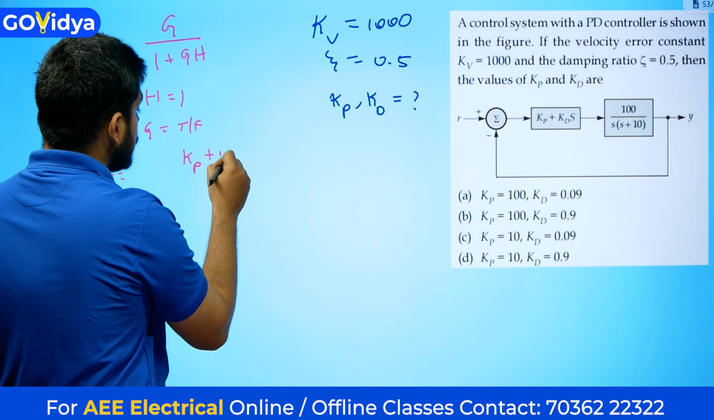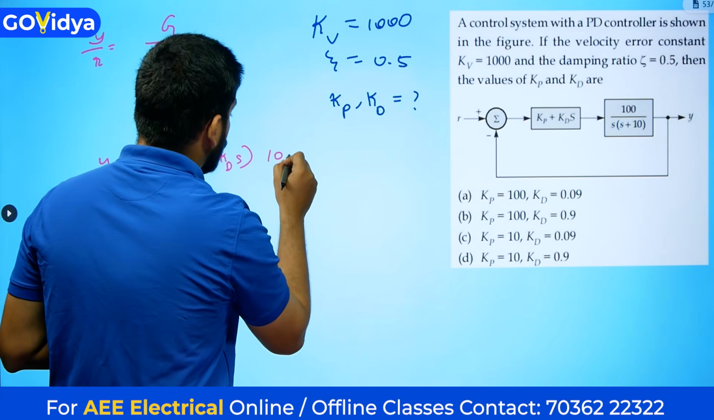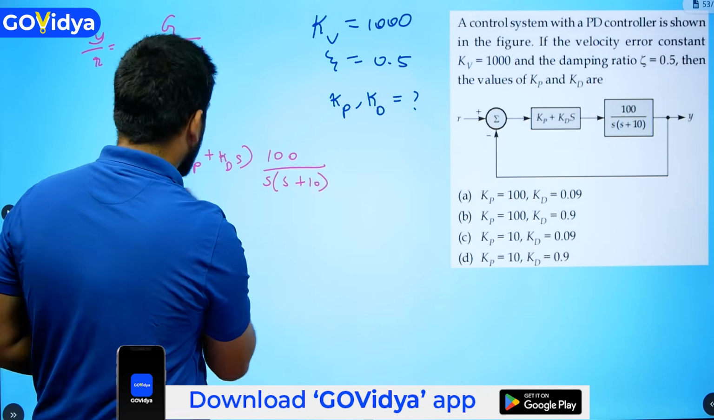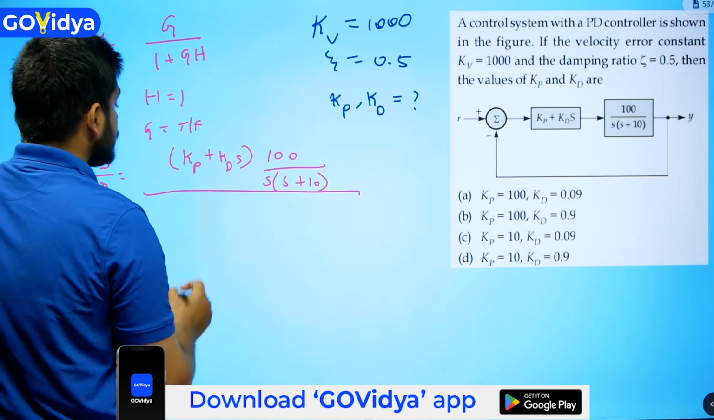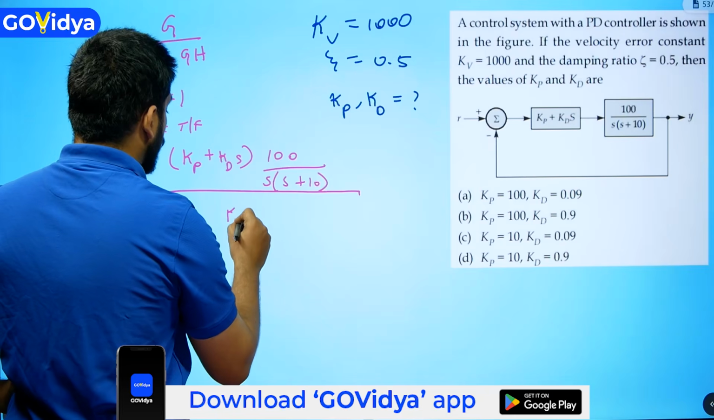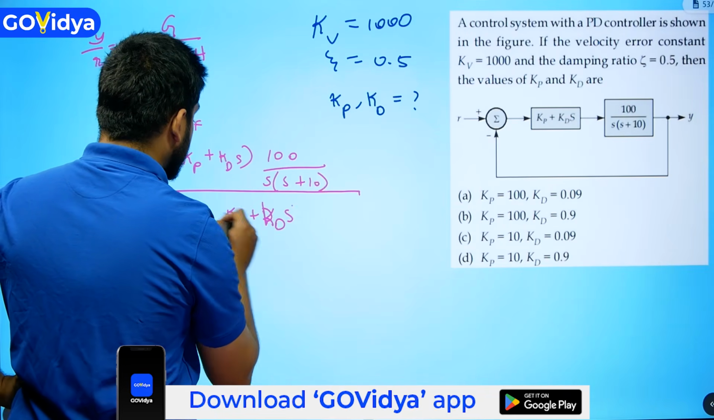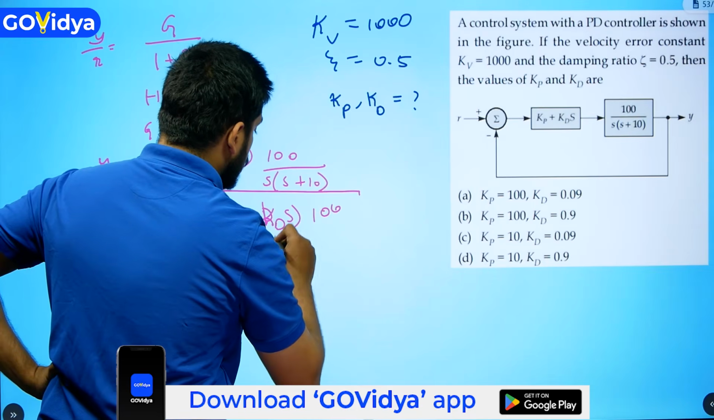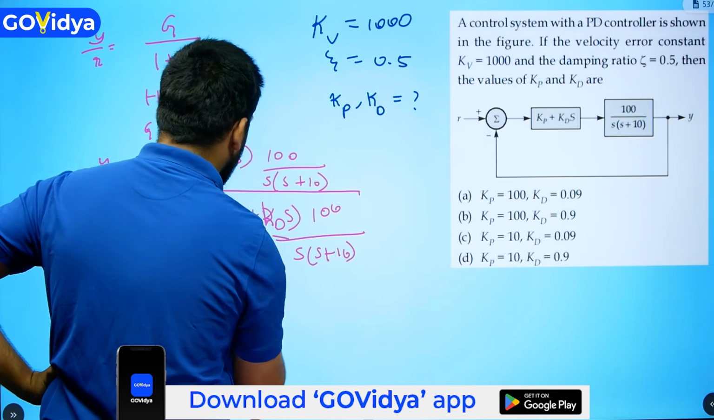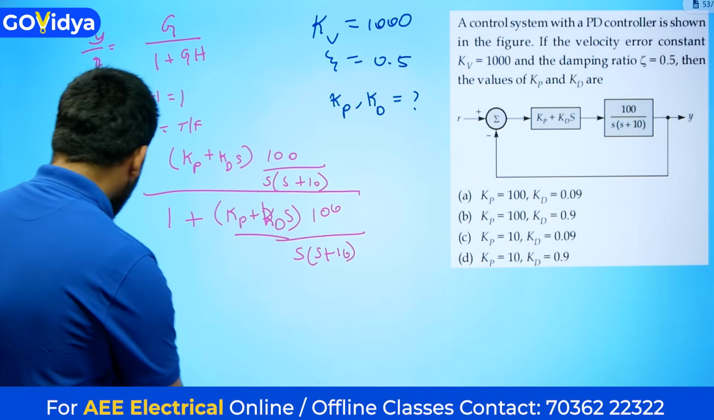Kp plus Kd s into 100 by s of s plus 10, whole divided by 1 plus GH. H is 1, so again I am going to write G only: Kp plus Kd s into 100 by s of s plus 10. Multiplying this side, these both get cancelled here.